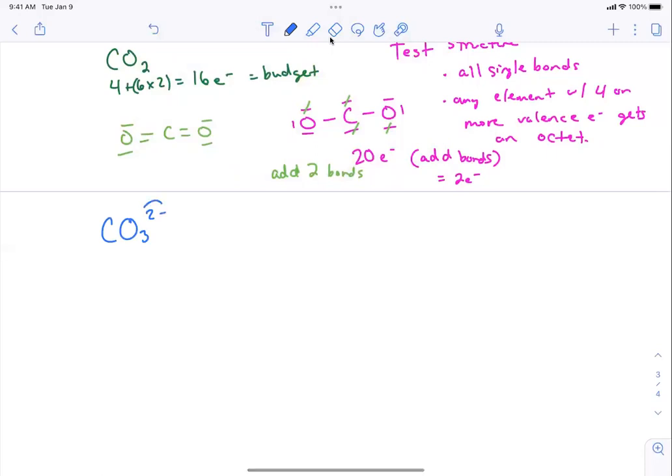You need to add the charge into your budget as well in this. Okay. So we say, okay, carbon has 4. Each oxygen has 6. And we have to add 2 because the charge is negative, which means you gain 2 electrons in this. So that means you have 24 electrons or 12 pairs available in your structure. Okay, if you want to divide by 2 to make it easier to count instead of counting every individual electron, you can as well.